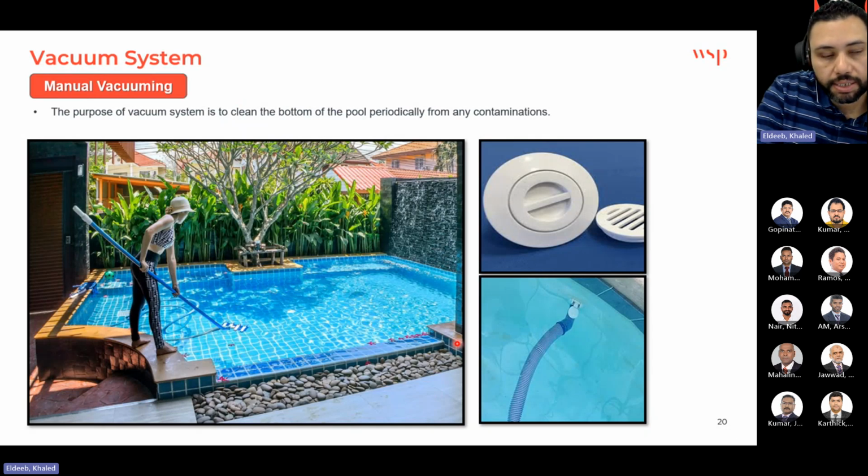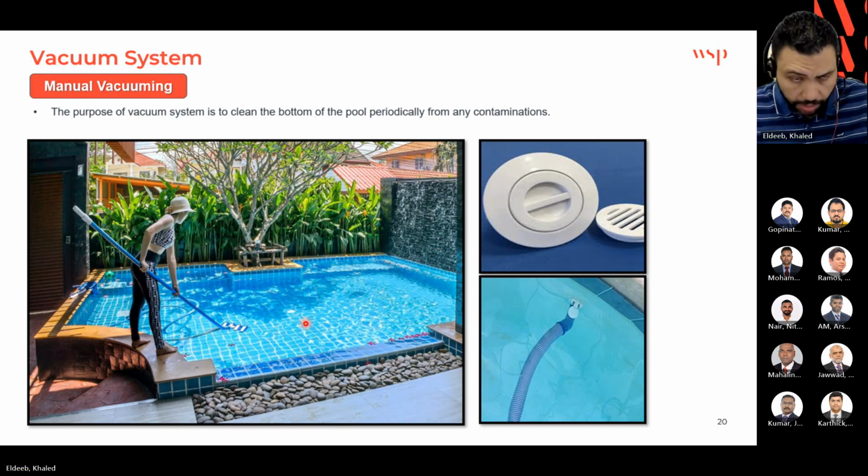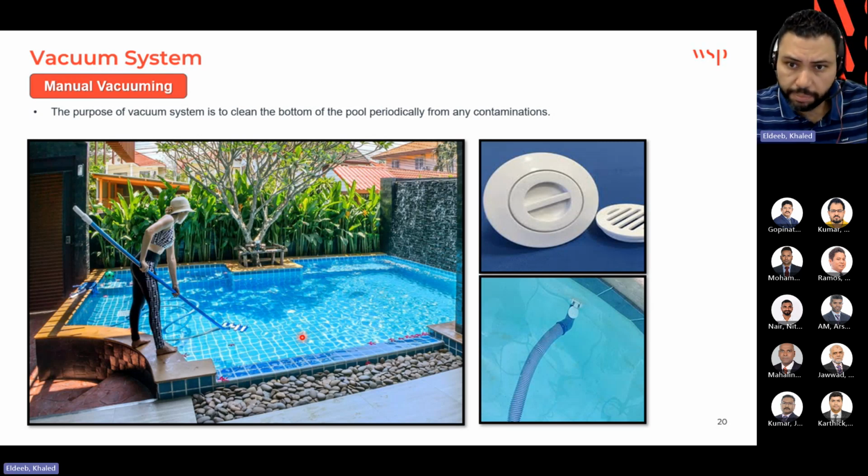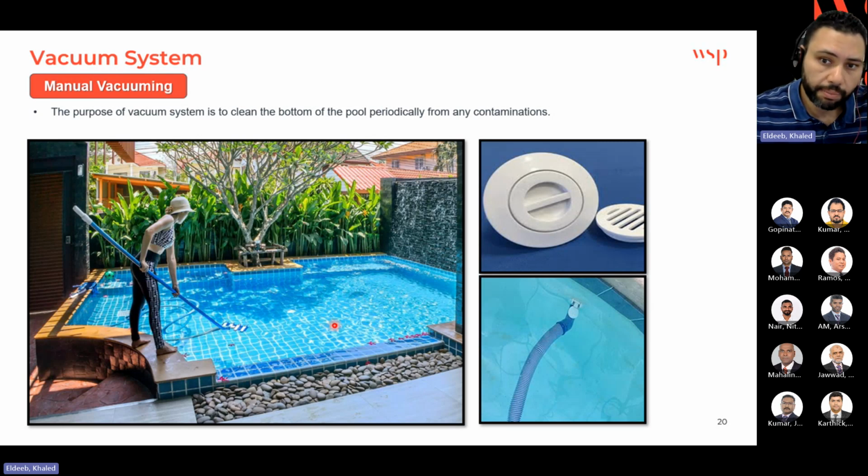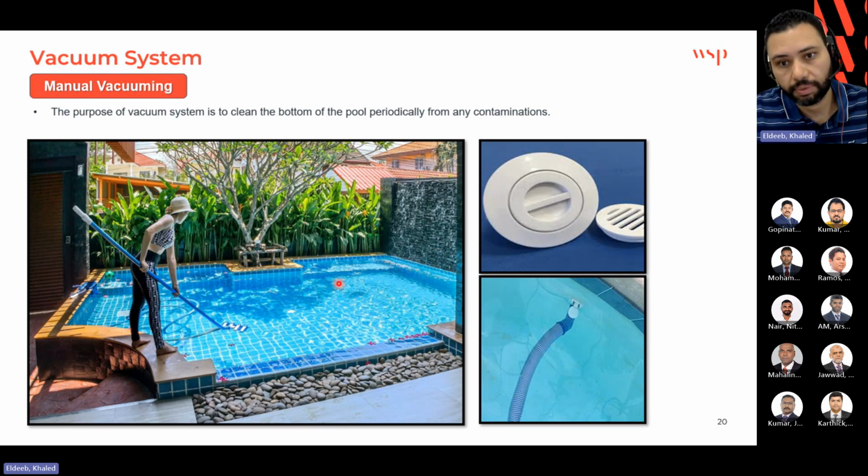Vacuuming in pools is an essential part of pool maintenance, to remove debris and algae from the pool floor. I'm talking about the pool floor now. It also ensures water clarity, hygiene, and the overall efficiency of the filtration system. There are different methods for vacuuming the pool, depending on the pool type, its filtration system, and the nature of the project itself.